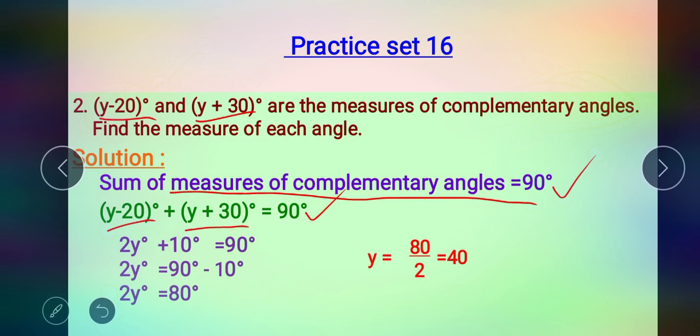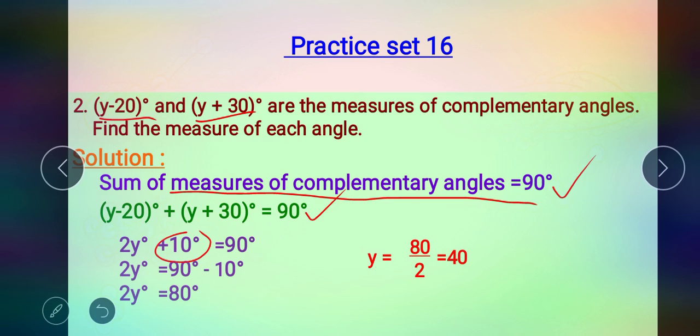Now I'll start solving it. When we solve, y plus y will give 2y, and 30 minus 20 will give 10. The 90 is as it is. I'll copy it over here. Now the 10 which is on the left-hand side, I'll change its side. Here it is addition, plus 10.